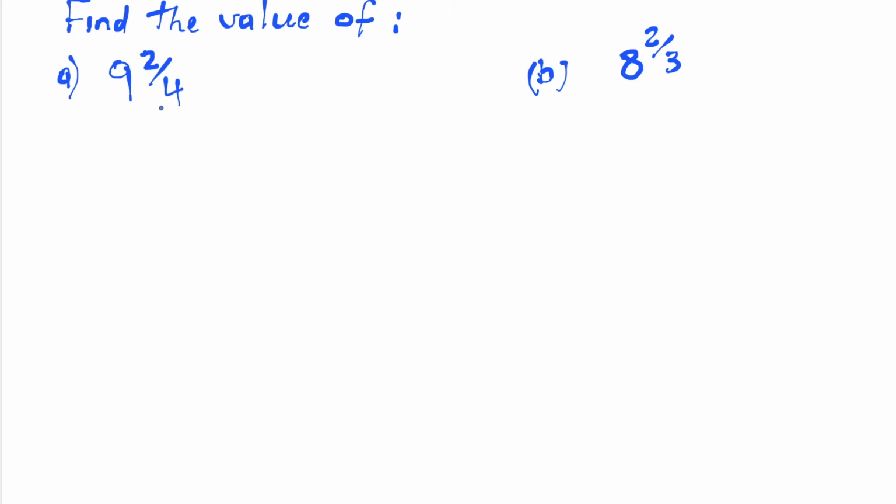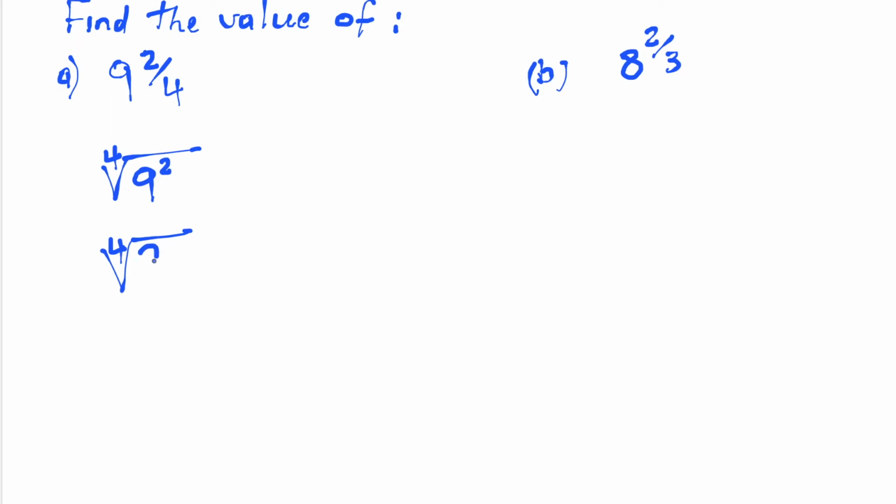Alright, so let's take a look at 2 more examples. Now we have 9 raised to the power of 2 over 4. Now, as we said before, we can write the root. So now here we're going to have 9, which is the base. The number in the numerator is going to tell us the index, and the number in the denominator is going to tell us the root. So here we have the fourth root.